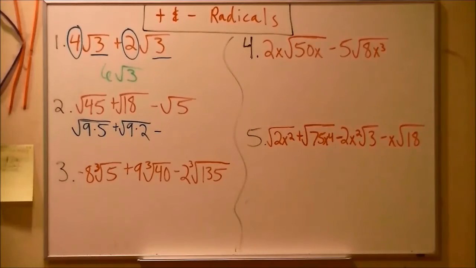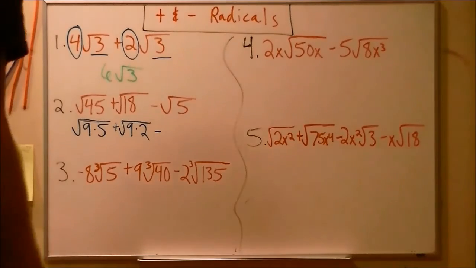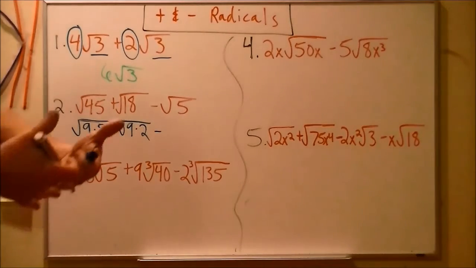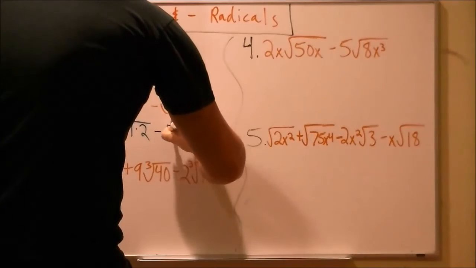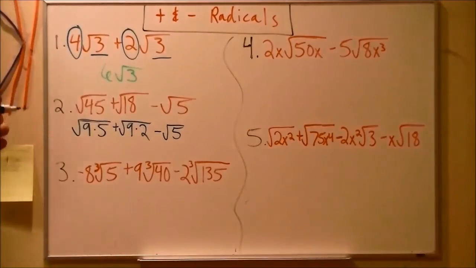Can I break down square root of 5 any further? I cannot, and the reason for that is 5 is a prime number. You can't go any beyond what a prime number by definition is. So I just keep minus square root of 5.